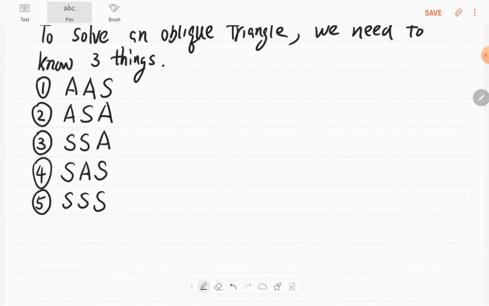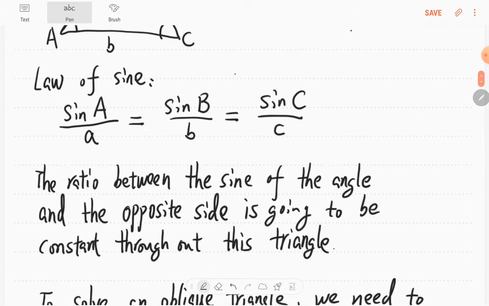In the first three cases, we can use the law of sines. The reason is, as you will see in the examples later, the first three cases each include one angle and its opposite side. So we can always use the law of sine to solve for the other things.